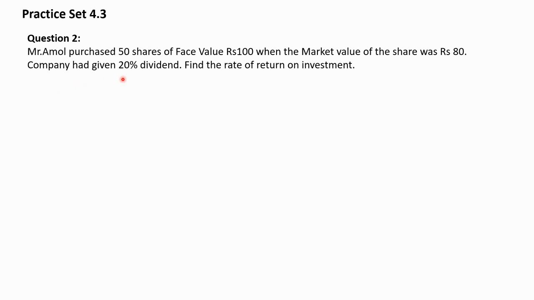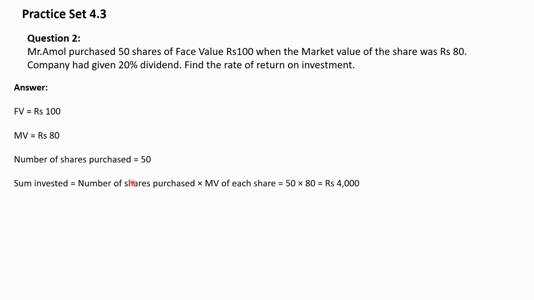We have to find the rate of return on investment. The face value, rupees 100, is given in the question. Market value, rupees 80, is also given. Number of shares is 50, given in the question. Sum invested will be number of shares purchased into market value of each share. We have to find total how much sum is invested. So 50 shares he purchased and market value was 80. So 50 into 80 is rupees 4,000. So Mr. Amol invested in total rupees 4,000.